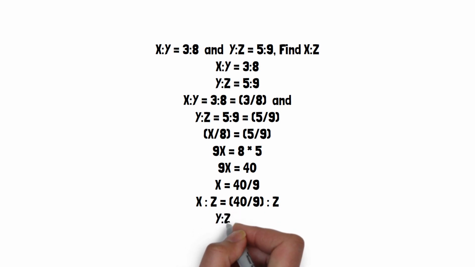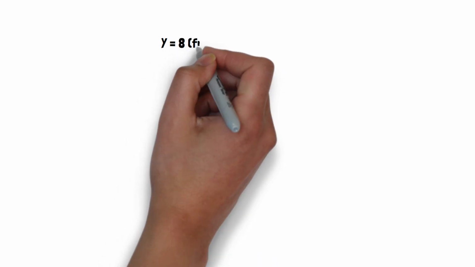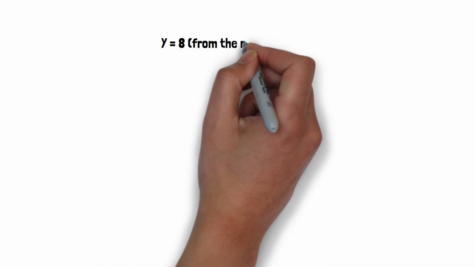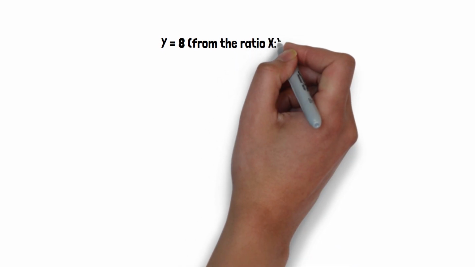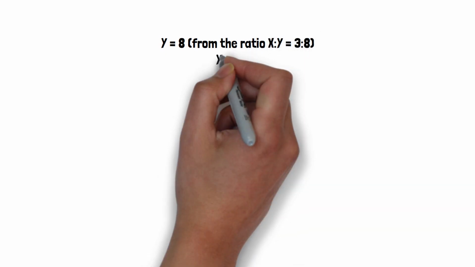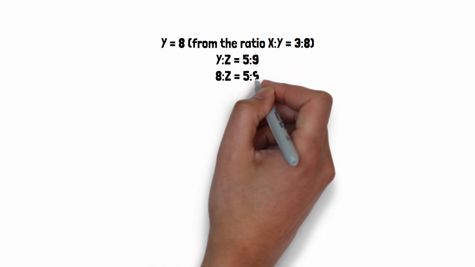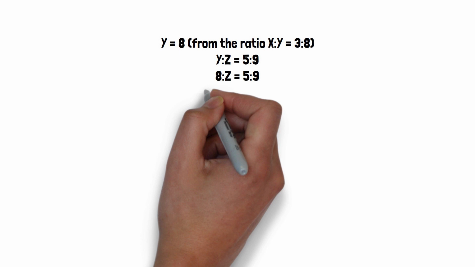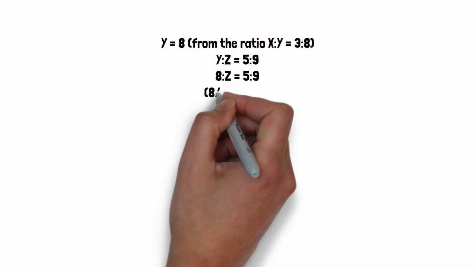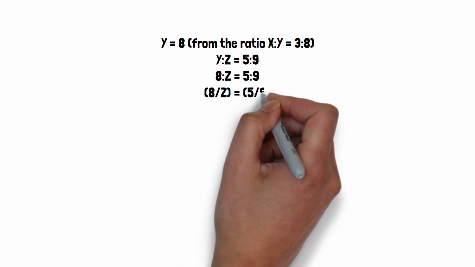Now, to find the value of z, we need to use the second given ratio and substitute the value of y from the first ratio. Y is equal to 8 from the ratio x is to y is equal to 3 is to 8. Y is to z is equal to 5 is to 9. And 8 is to z is equal to 5 is to 9. Now we'll set up the proportion and solve for z. 8 divided by z is equal to 5 divided by 9.